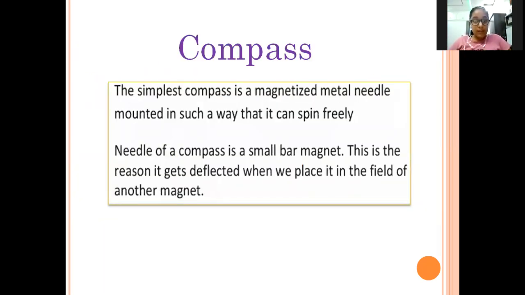Compass. The question may be arising in your mind why compass is taken in the topic magnetism. Yes, basically the simplest compass is a magnetized metal needle. A compass has a metal needle in it. That is why it is a topic of magnetism. So the simplest compass is a magnetized metal needle mounted in such a way that it can spin freely. The needle of a compass is a smaller bar magnet. This is the reason it gets deflected when we place it in the field of another magnet.